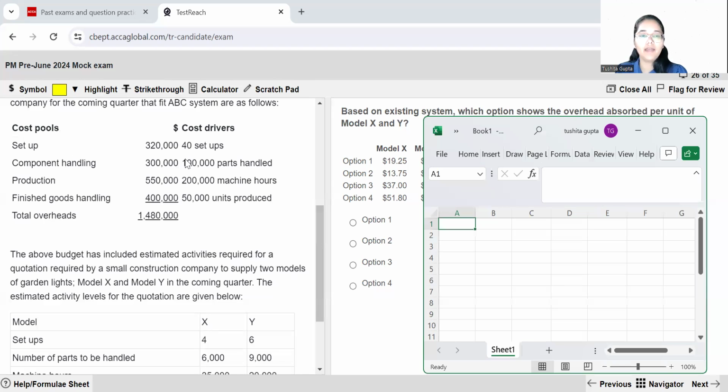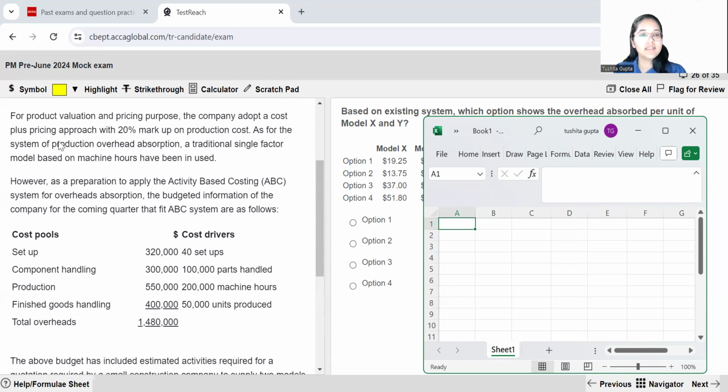Firstly, I need to find out how much per hour are we charging. So the present system, like it told you, a traditional single factor model based on the machine hours has been in use. So to first find out my overhead absorption rate, it's nothing but the total cost which is there, 1,480,000 divided by your total number of hours which are being used, which is 200,000 machine hours. So this 7.4 is worked out as my overhead absorption rate.